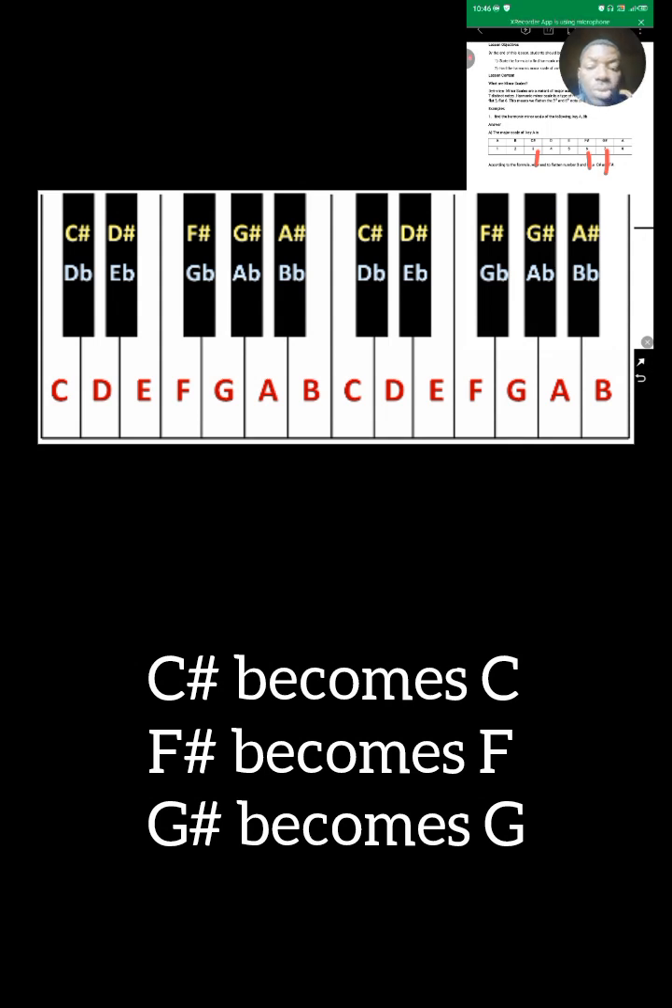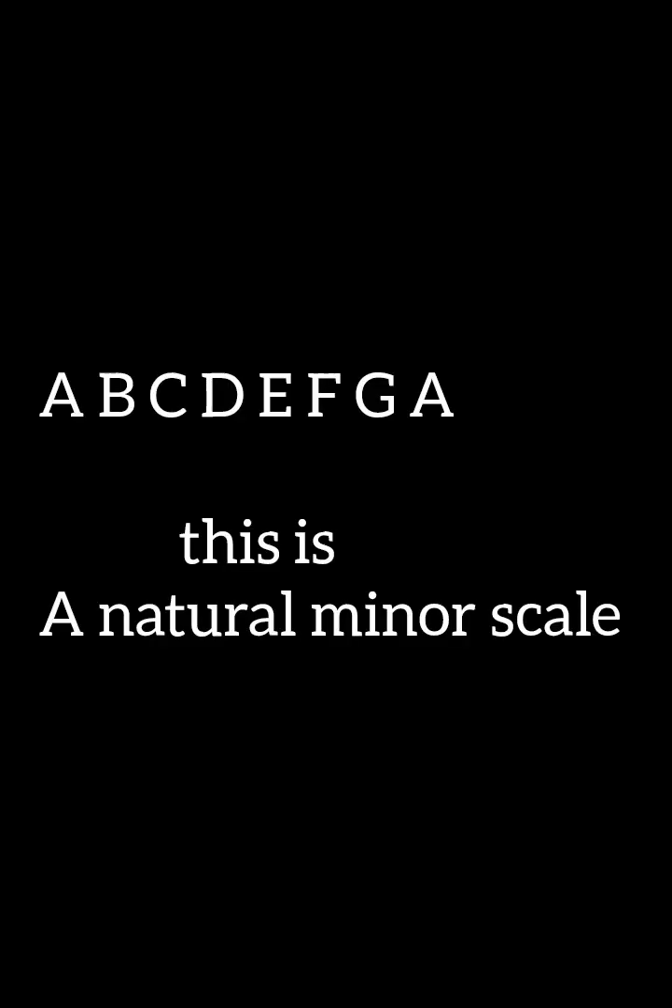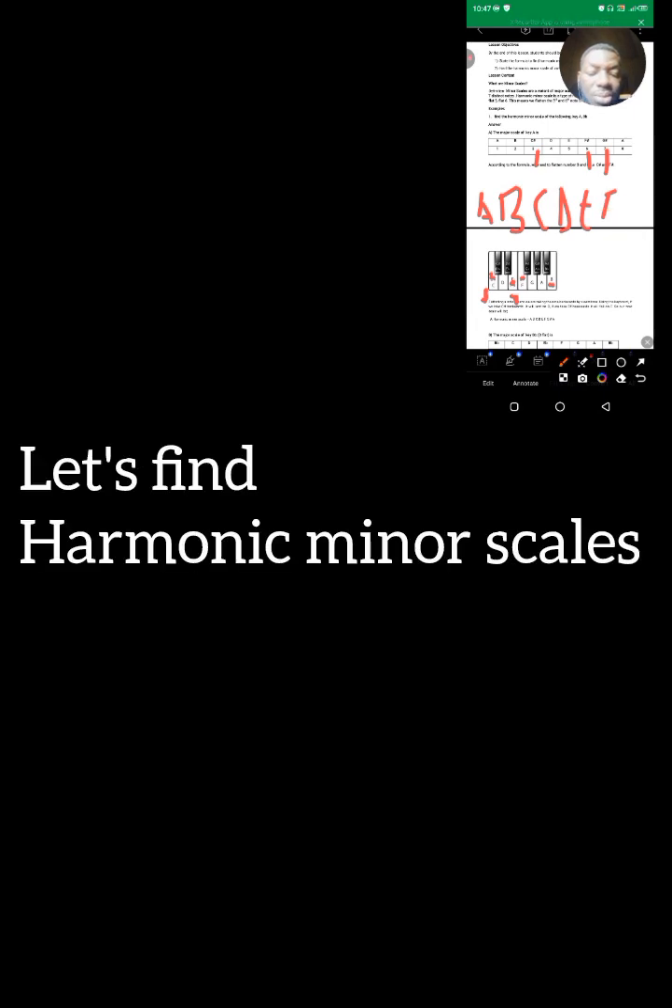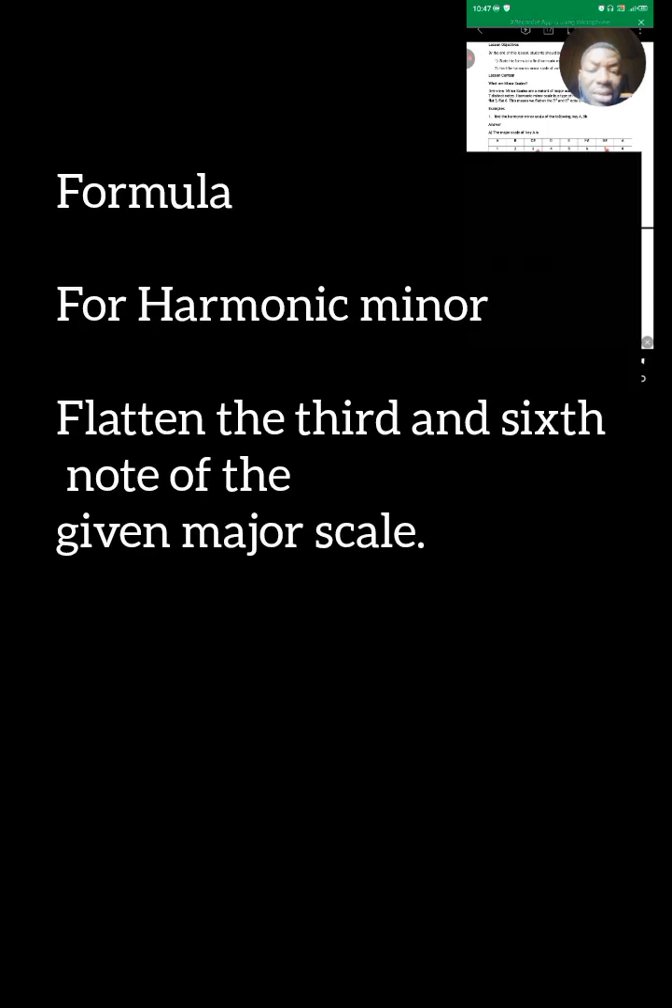So the new scale would be A natural minor. Our answer is A, B, C, D, E, F, G, and A, so no more sharps in the scale. This one is A natural minor. Now let's look at the harmonic minor. For the harmonic minor, the formula is flat 3 and 6.